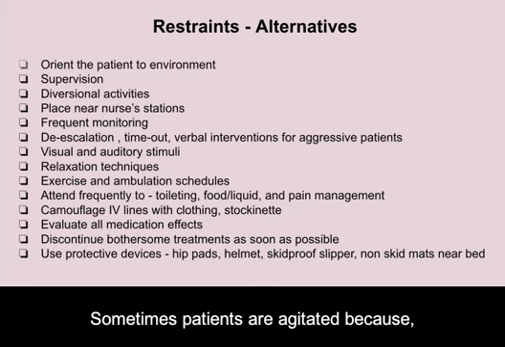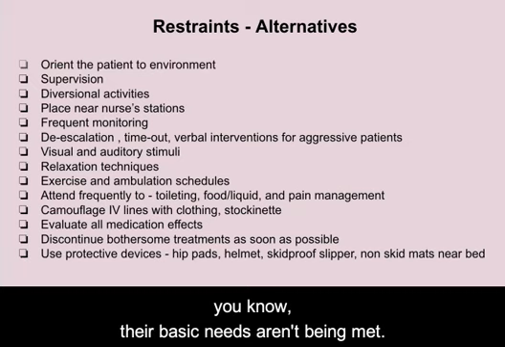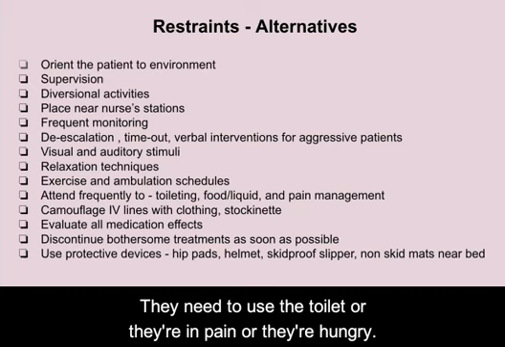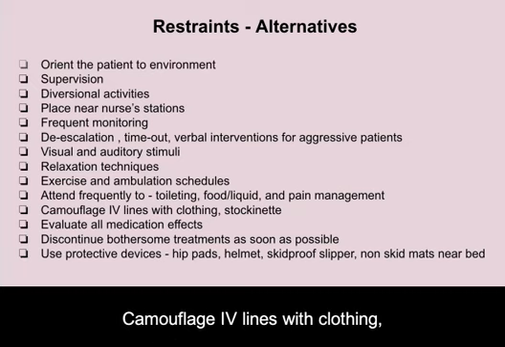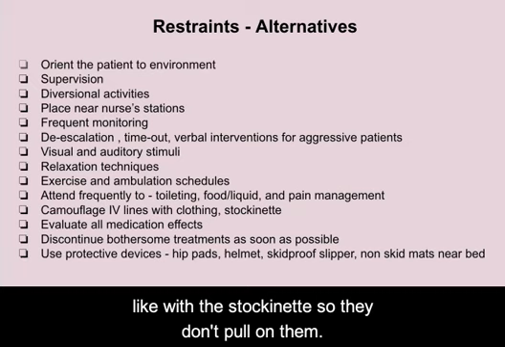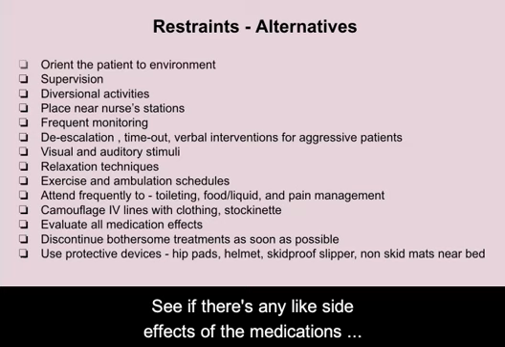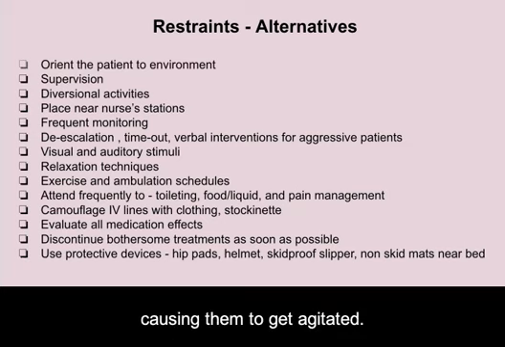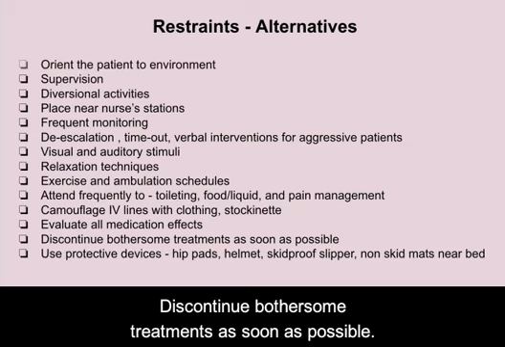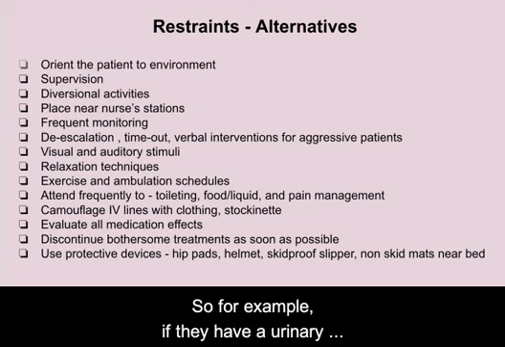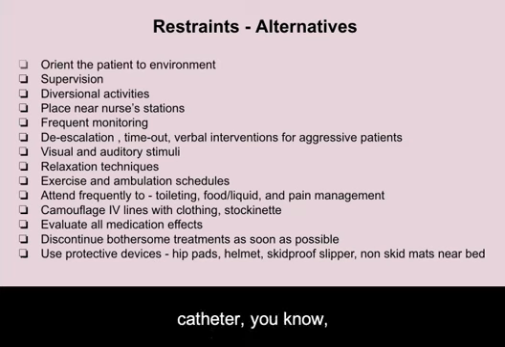Sometimes patients are agitated because their basic needs aren't being met. They need to use the toilet, or they're in pain, or they're hungry. Camouflage IV lines with clothing, like with the stockinette, so they don't pull on them. Evaluate effects of medications. See if there's any side effects of the medications causing them to get agitated. Discontinue bothersome treatments as soon as possible. So, for example, if they have a urinary catheter, do they really need it? Discontinue it if that's what's bothering them.